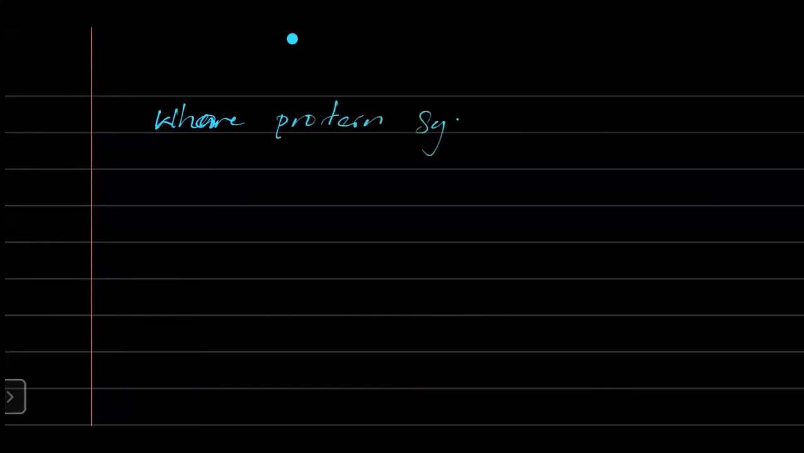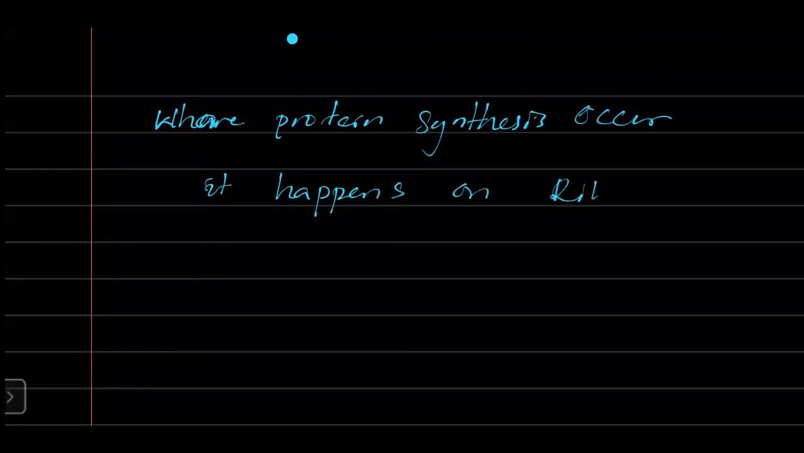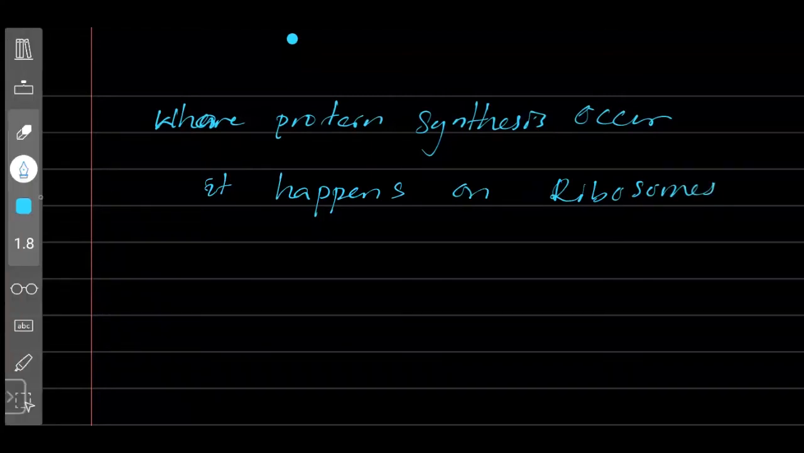Where does this protein synthesis happen? Where does this protein synthesis occur? That happens on the ribosome. It happens on ribosomes. Now you know the ribosome.